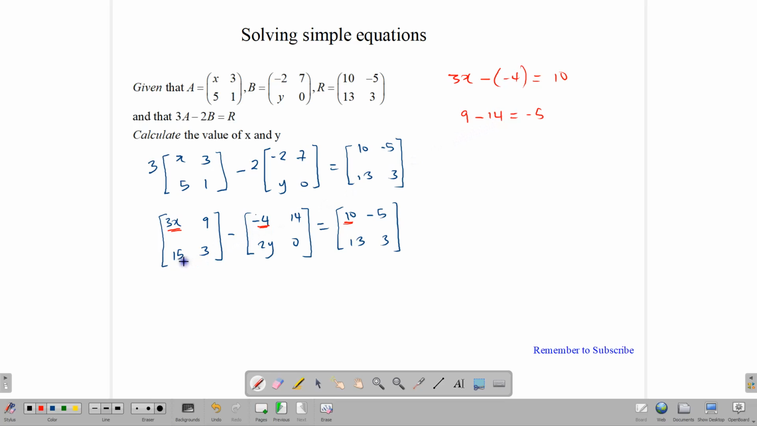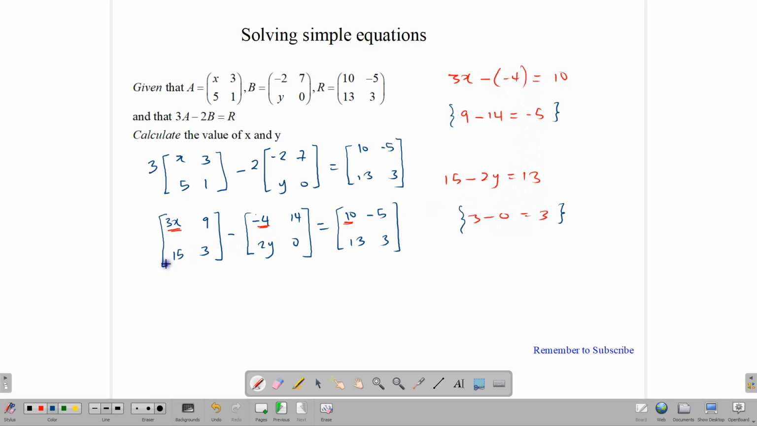In this position we have 15 take away 2y, which is equal to 13. And in this position, we have 3 minus 0 equals 3. We do not need to write out these two, but I wrote them down so that we can see that the calculation is actually correct. 9 take away 14 is indeed negative 5, and 3 take away 0 is indeed 3. So we can trust this one, and we can also trust this one.